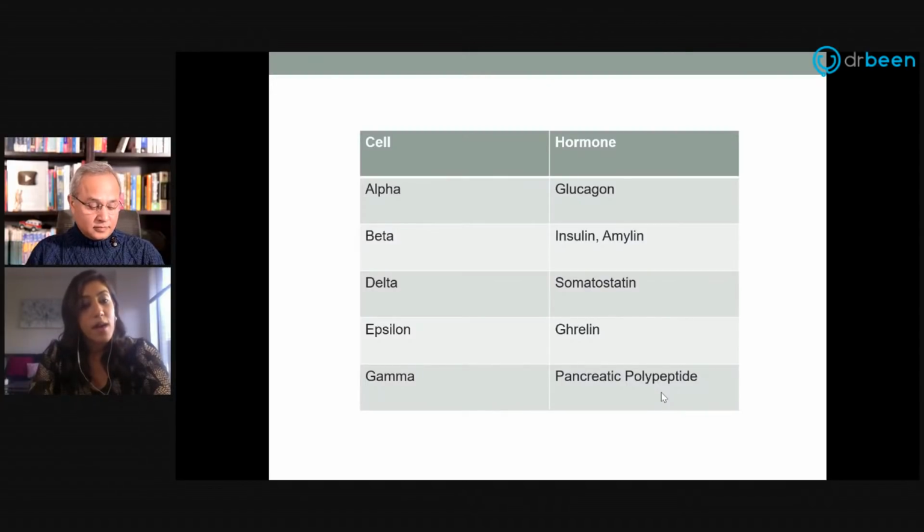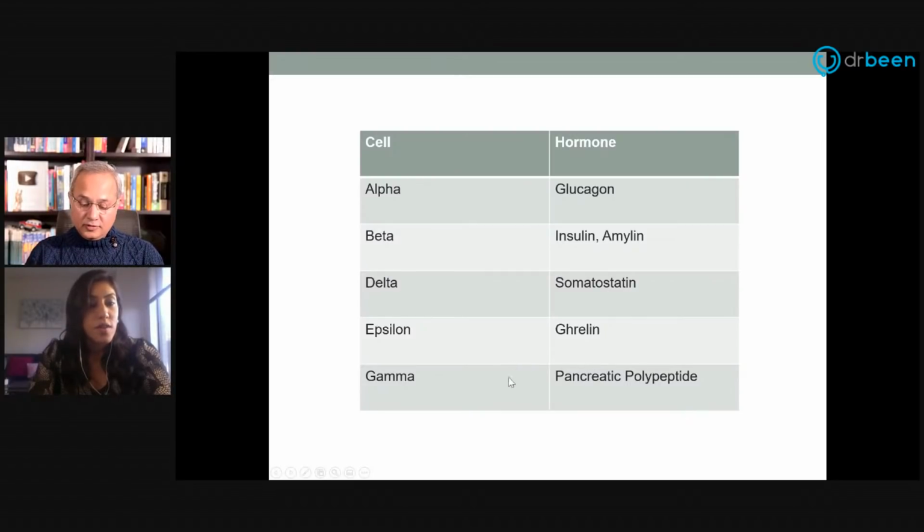And then we have the epsilon cells. That actually produces ghrelin, and the epsilon cells make up less than 1% of the total islets. And ghrelin, you've probably heard, is a hormone that stimulates hunger. So we'll keep it basic and leave it at that. But I think this table is really nice. It tells you the cells and it tells you the hormones. So I thought it was a good, quick summary of the islets.